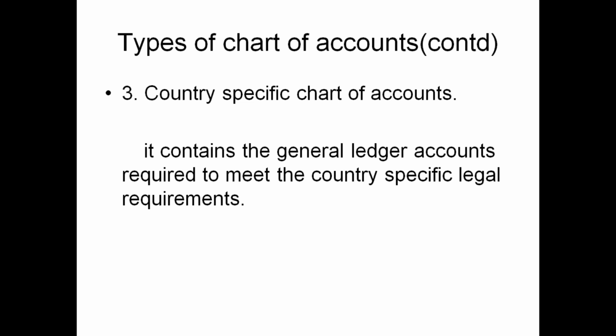Got it? For example, let's suppose in the US we follow a GL length of 6 digits. Now we have one company code in Norway, and in Norway they are saying that we have to have the balance sheet, and that balance sheet will have the GL, and the length of the GL is 10 digits.